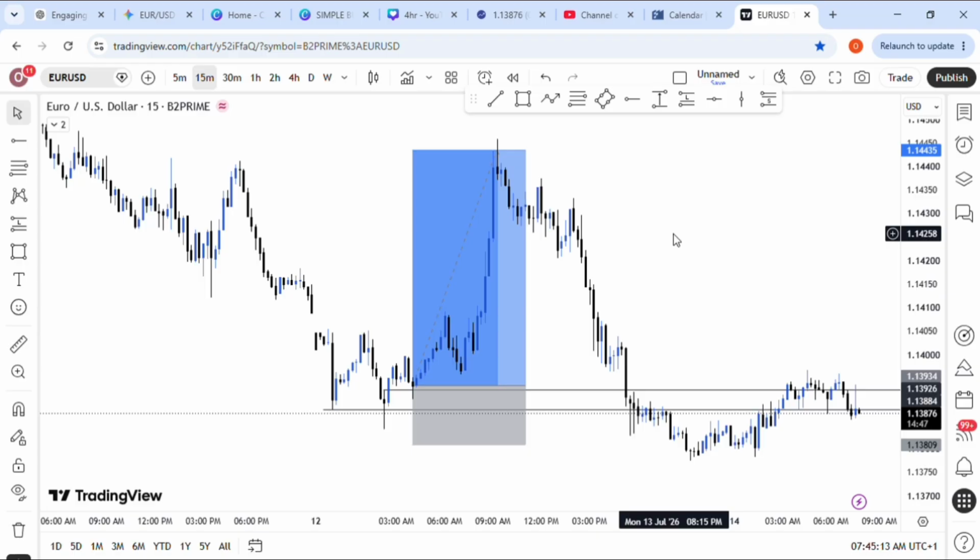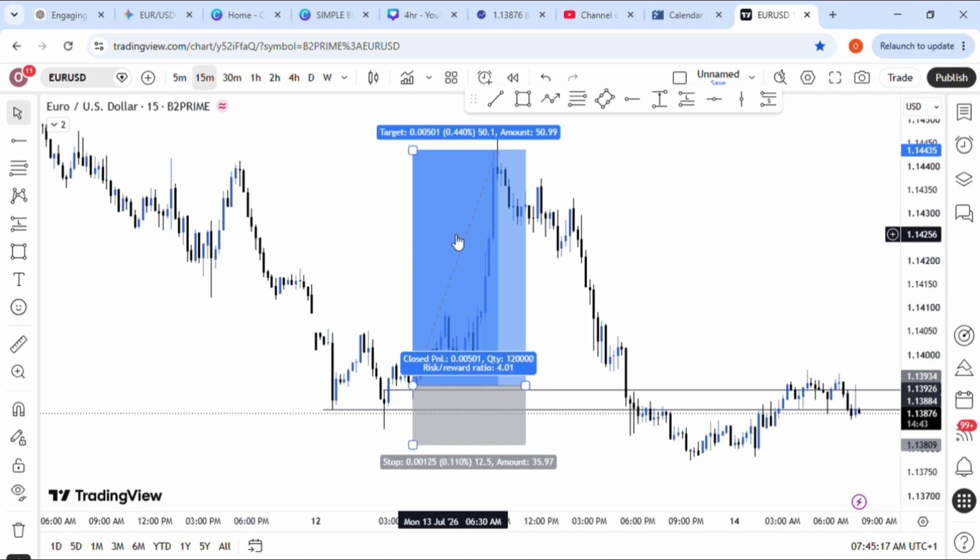Now, you can see from my chart, this is EURUSD, and this is a clean 1:4 risk to reward ratio. How was I able to get this particular setup? I'm going to explain it to you in this particular video.